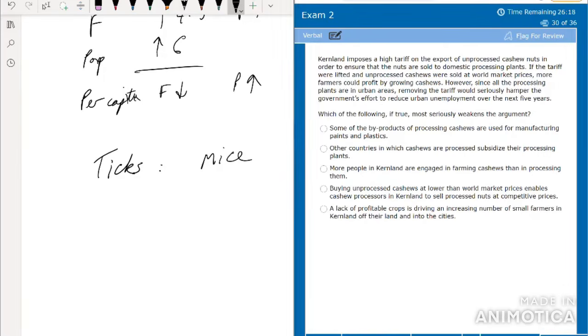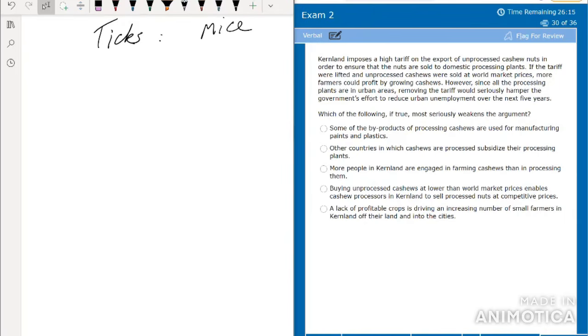Which of the following, if true, most seriously weakens the argument? Okay, what's the argument? Kernin imposes a high tariff on the export of unprocessed cashew. So, okay. So it's basically saying that, well, what's an issue? Well, how do you know that they'd profit if we'd lower the price?